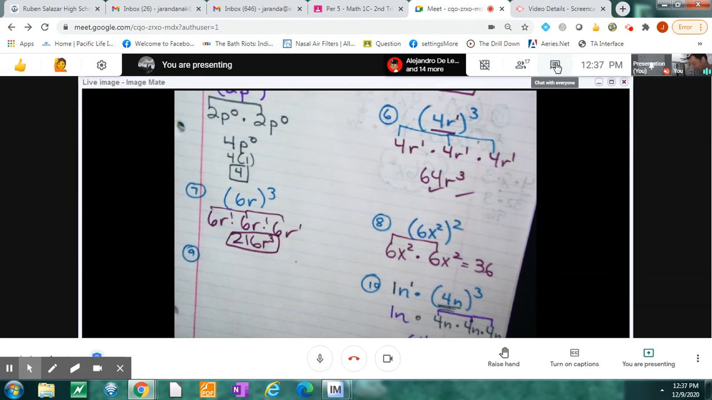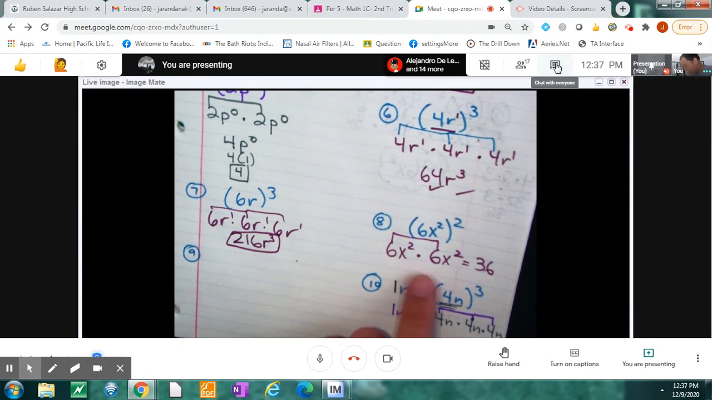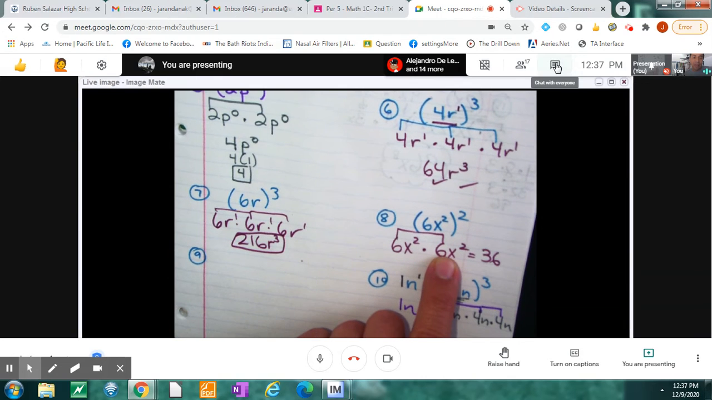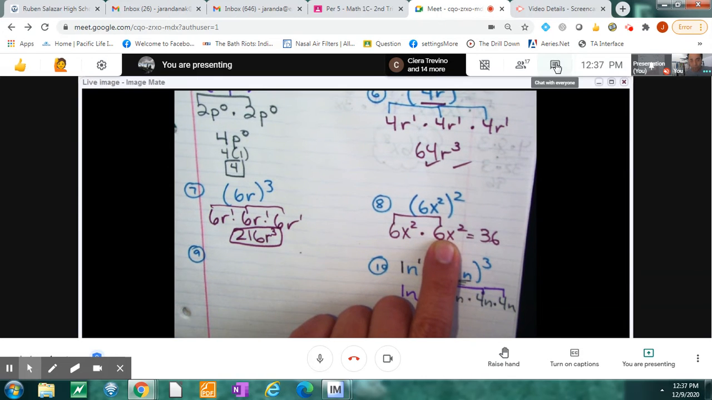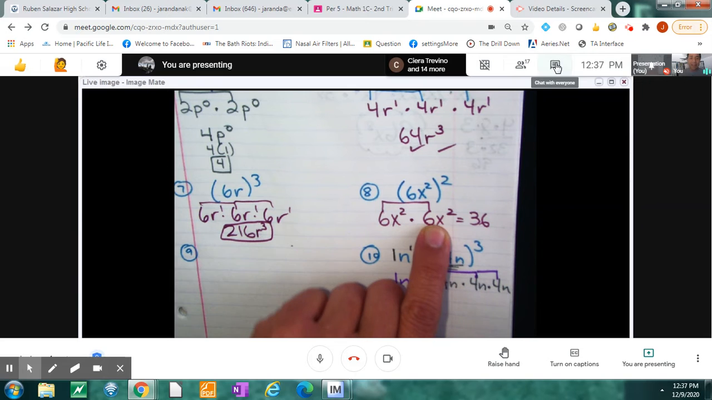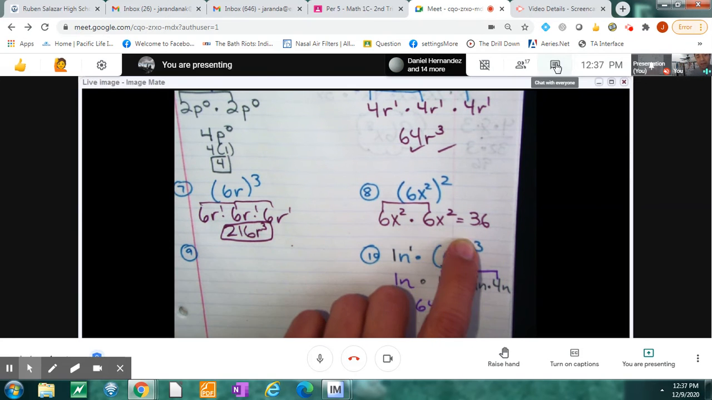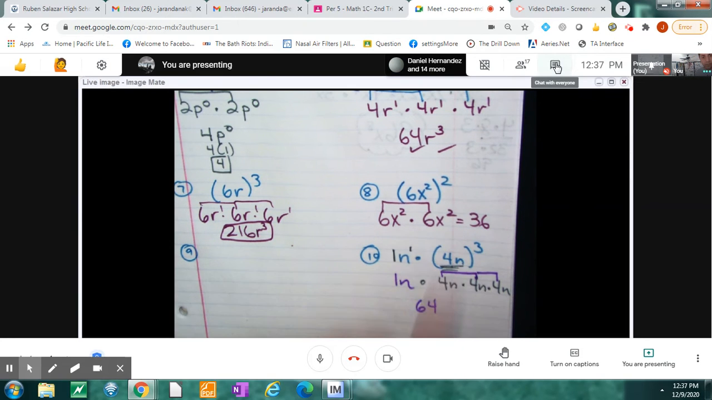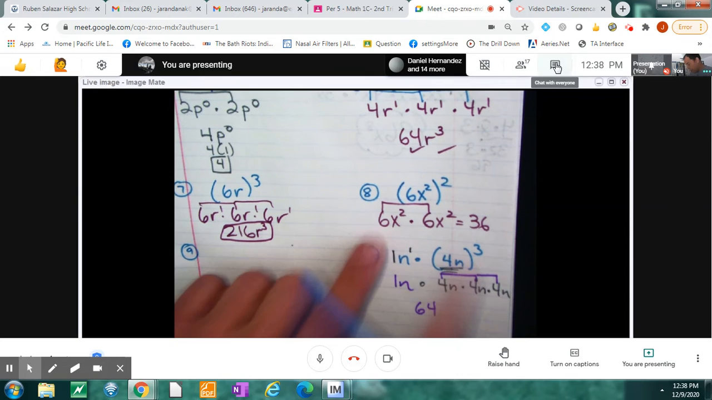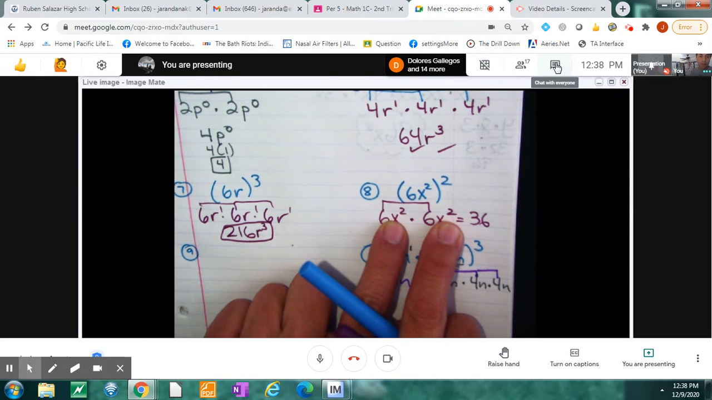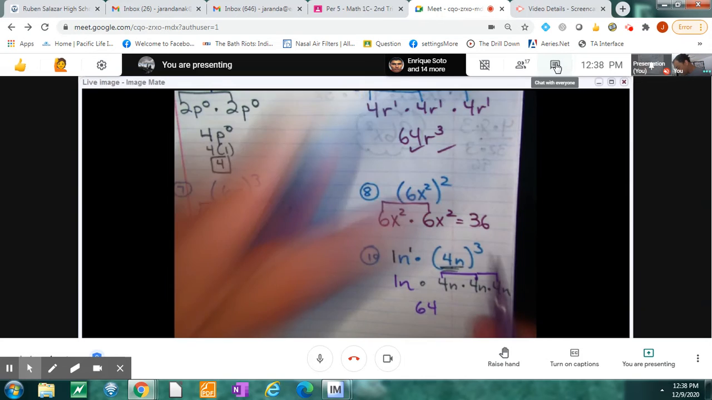Sarai, how many x's am I multiplying together? Sarai, how many x's am I multiplying together? 2. And then what about the other two? So all together, 4. So that's it. So x to the fourth.